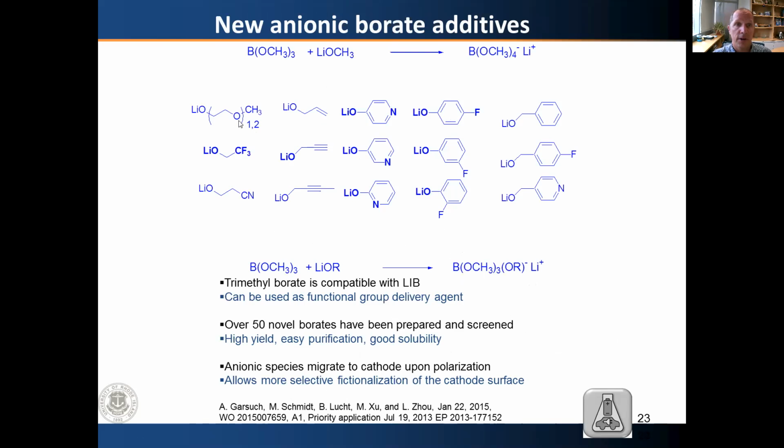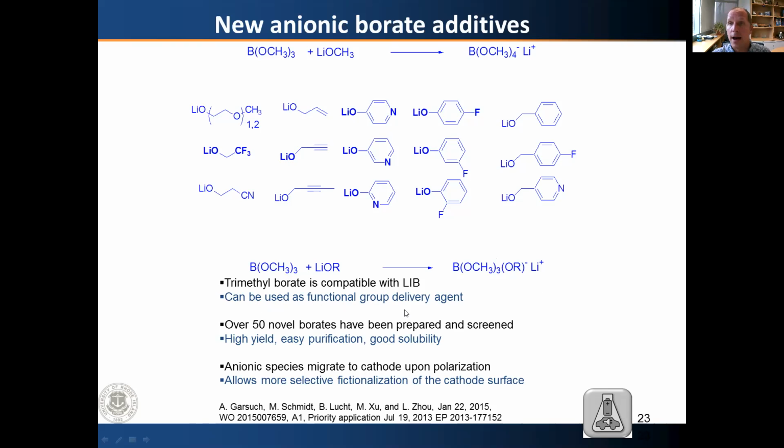So we could take a series of different lithium alkoxides and react them with trimethyl borate to make the trimethyl borate alkoxide version of the electrolyte additive. Since, once again, the trimethyl borate is compatible with lithium-ion batteries, we synthesized a whole series of these lithium trimethyl monoalkoxide-based borate additives, and we can use these as a functional group delivery agent.